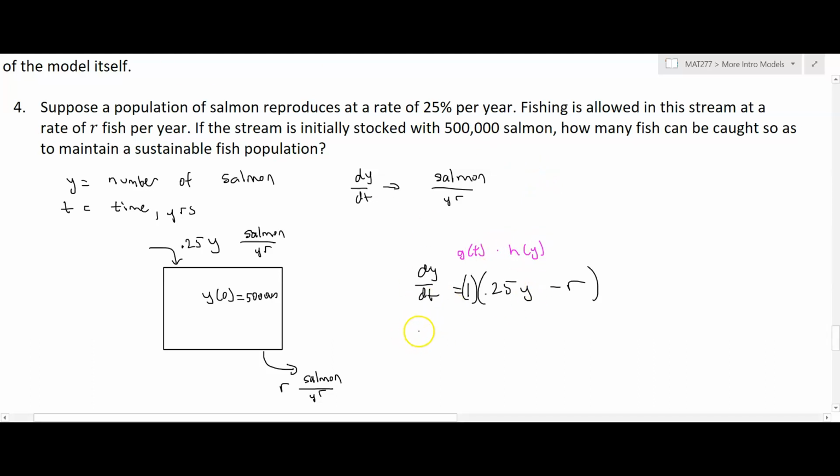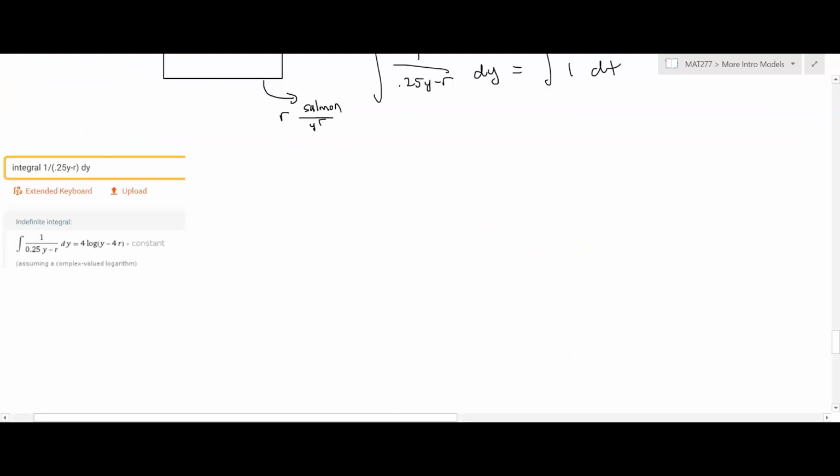So divide over 0.25y minus R. I'm going to skip a step here to see if you believe me, and just go ahead and verify that this integral will become this integral right here. Once I integrate this with Wolfram Alpha, we get 4 ln(y minus 4R). Again, if you had integrated this by hand, you may end up with a different answer. Wolfram Alpha does some simplifications that hopefully make our lives a little easier.